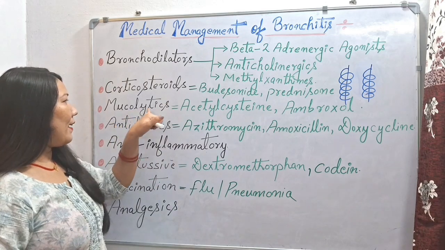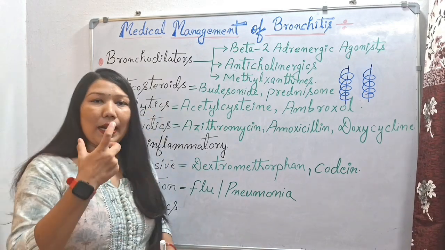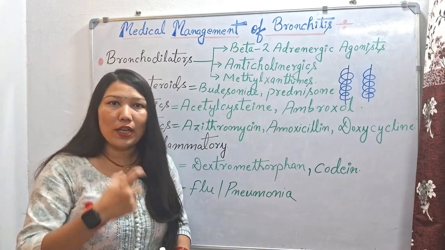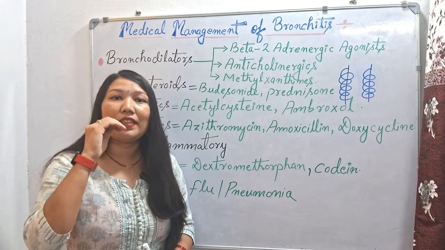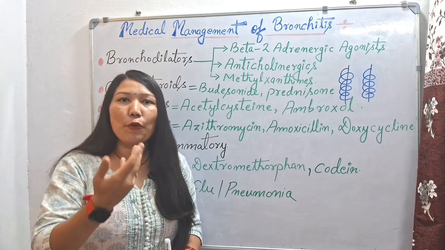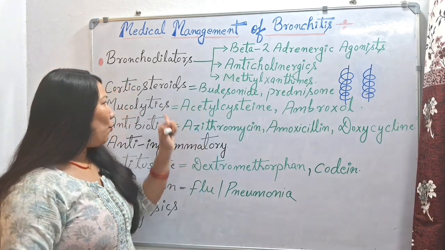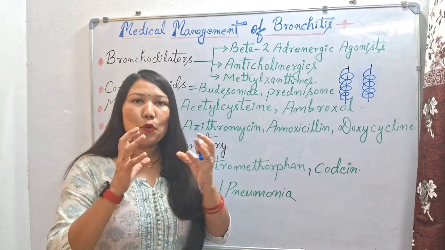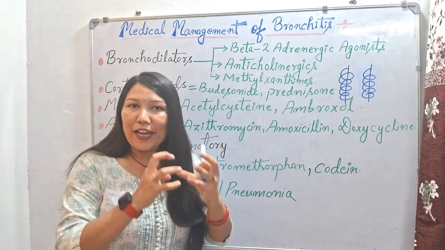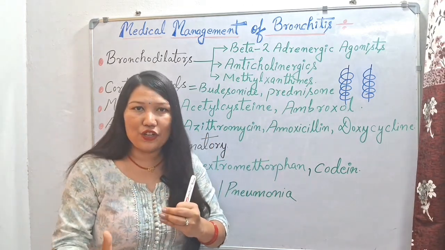Next we have mucolytics, as this drug is thinning the mucus. Mucolytic drugs will break down the phlegm into a thin mucus, so it will be easy for the patient to cough it out. We have examples like acetylcysteine and ambroxol. Mucolytic drugs will break down the phlegm or mucus into a thin secretion.